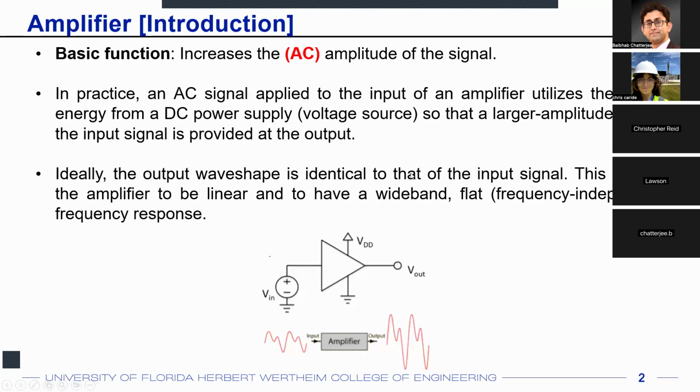Of course, the output shape will be identical to the input if the amplifier is linear. So we'll talk more about linearity and what linearity of the amplifier means. But as you know, if the output versus input characteristic is linear, then we say that the amplifier is linear, which means that the shape is preserved from the input to the output. If the shape is not preserved, then the amplifier will be called a nonlinear amplifier.